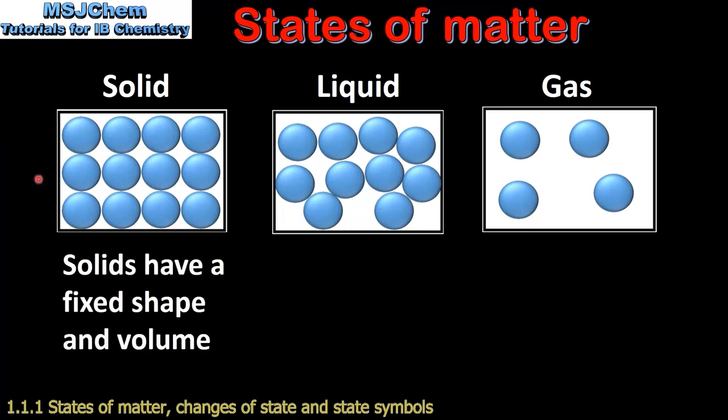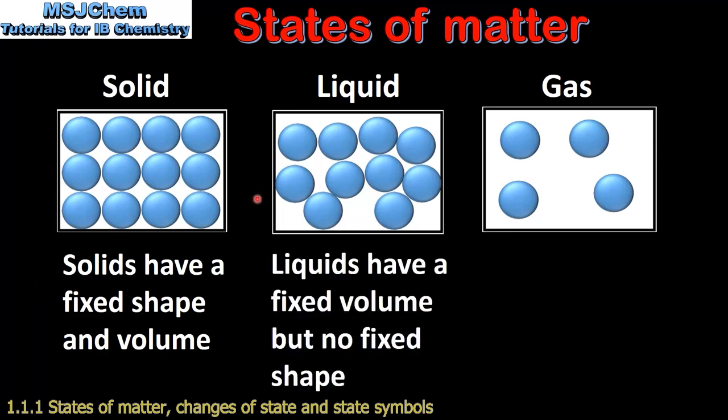The particles in a solid are held in fixed positions. Therefore, solids have a fixed shape and a fixed volume. In a liquid, the particles are able to move more freely than in a solid. Therefore, liquids have a fixed volume but no fixed shape.